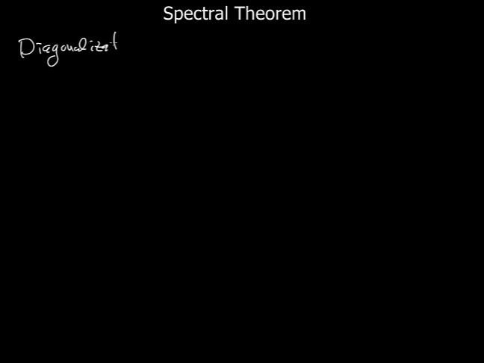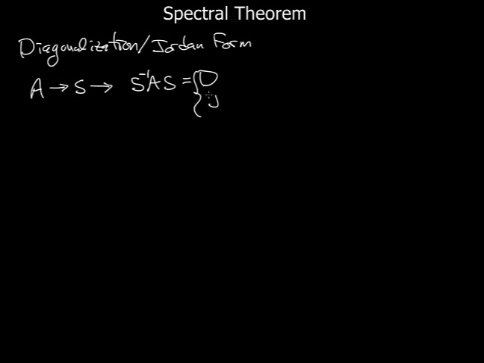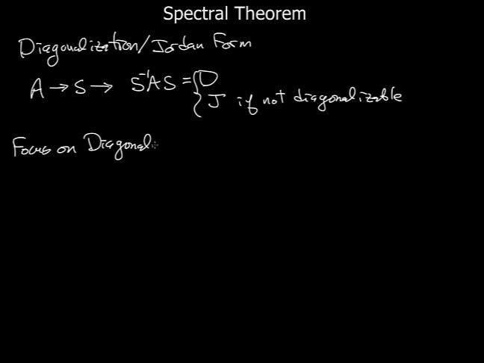Okay, let's pause for a moment and remind ourselves where we are. We've talked quite a bit about diagonalizing matrices, and then we talked about Jordan form. The idea was we have a matrix A, and we want to find an invertible matrix S, a change of basis matrix, such that S inverse A S is as nice as possible. Diagonal is great, and if you can't make it diagonal, then you use the Jordan form. So that's pretty much what we talked about last time.